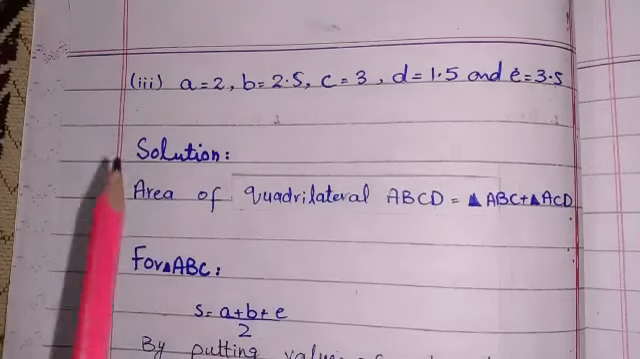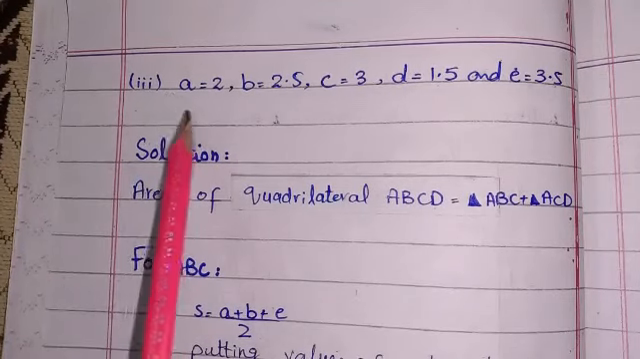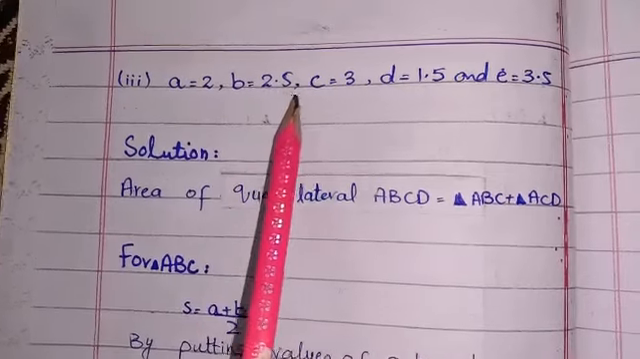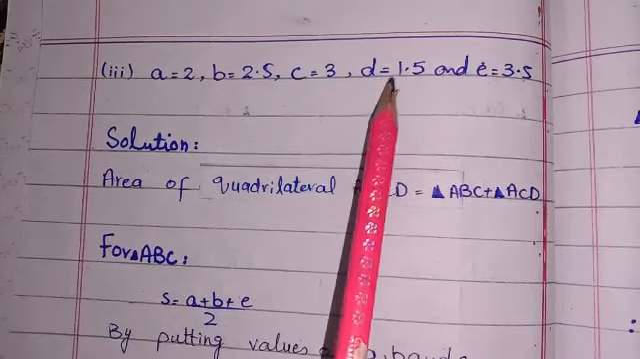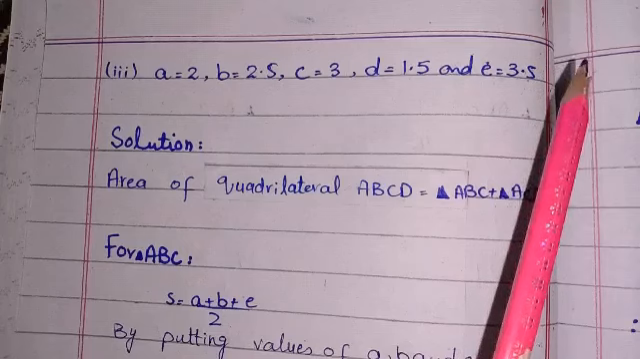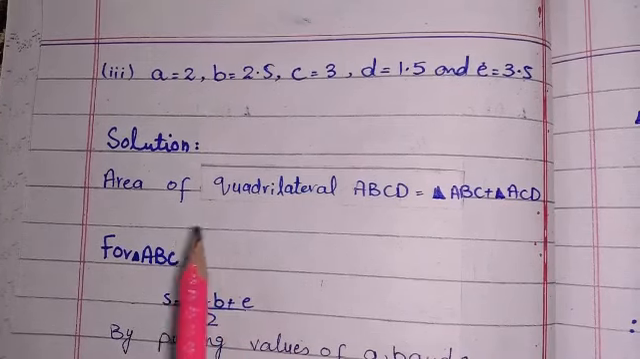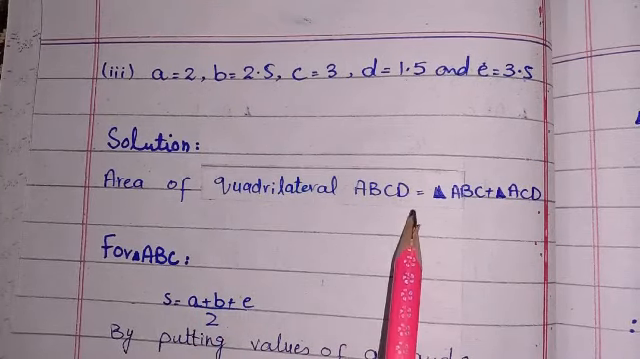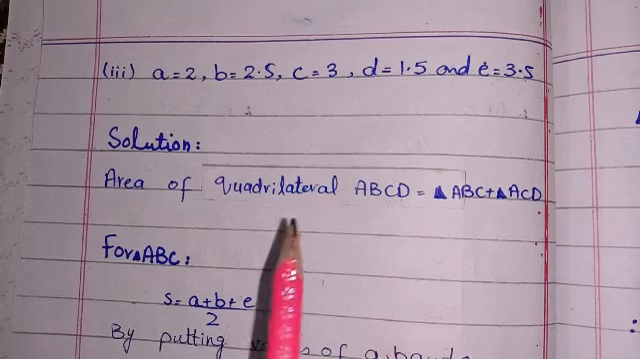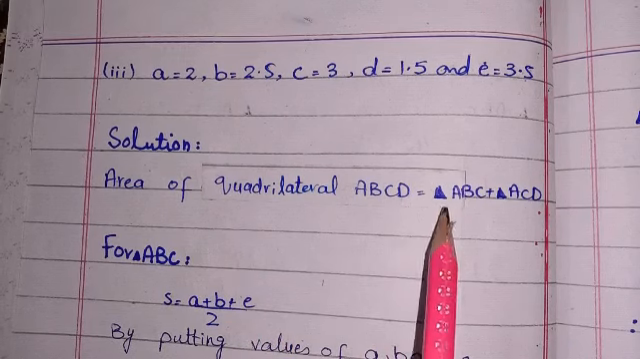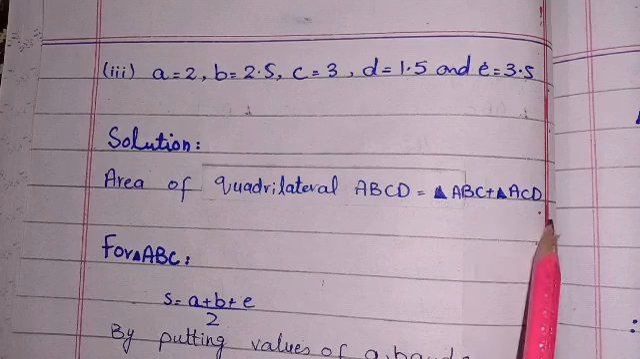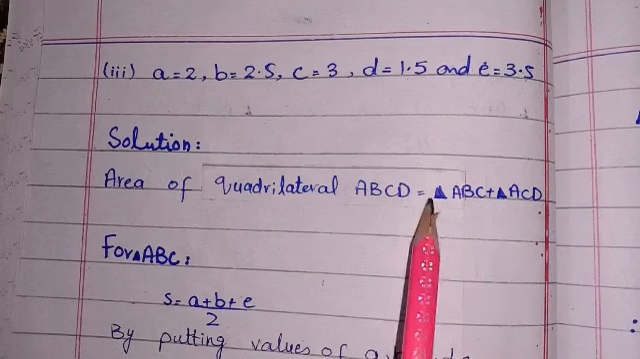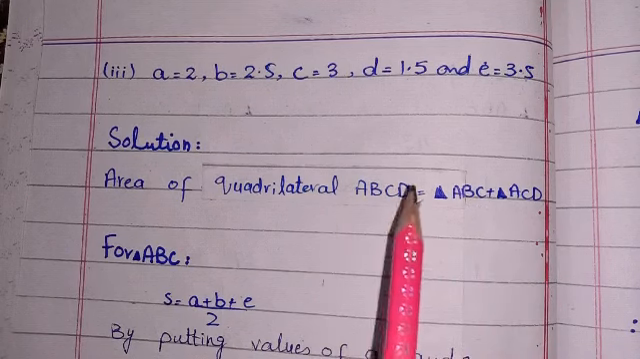Now students, here is our part 3 of question number 4. Here A is equal to 2, B is equal to 2.5, C is equal to 3, D is equal to 1.5 and E is equal to 3.5. Now we have to find out the area of quadrilateral ABCD as same as question number 4 part 1. Here we will firstly find out the areas of two triangles, then we will add in last to find out the area of quadrilateral ABCD.